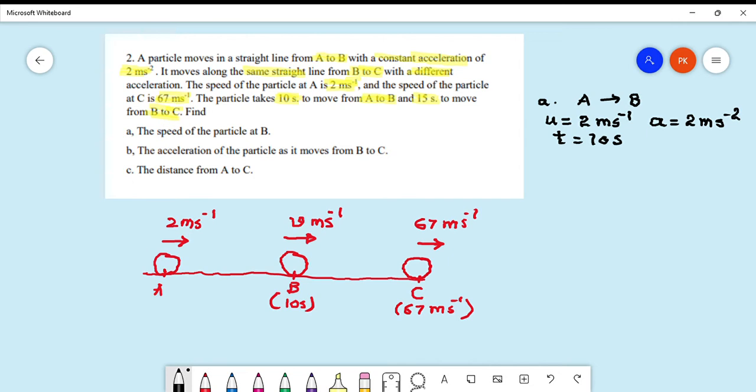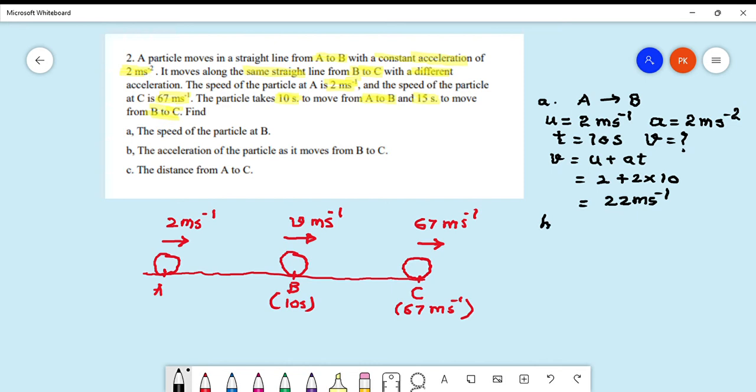And you have to find out the velocity of the particle when it reaches B. So which formula are you going to use? v is equal to u plus at. u is 2, a is 2, and t is 10. So that is 22 meters per second. So when the particle reaches B, its velocity will be 22 meters per second.